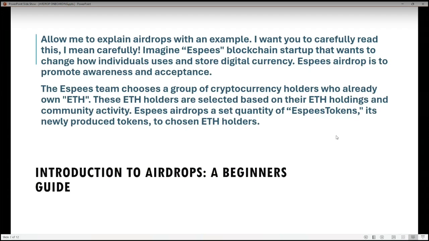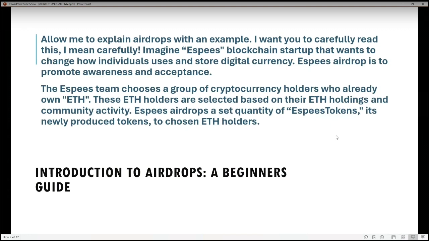for others to watch later on. Okay, so I said you should imagine SPs, a blockchain startup that wants to change how individuals use and store digital currency. SP's airdrop is to promote awareness and acceptance. Now, what SPs wants to do, they want to promote their product. They want to create awareness and they want people to accept them.